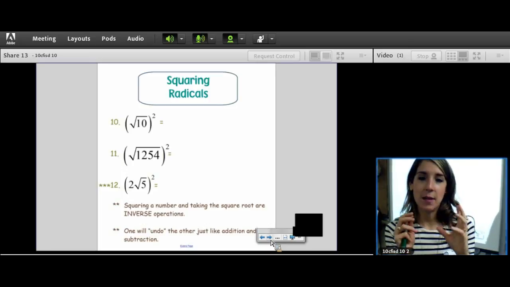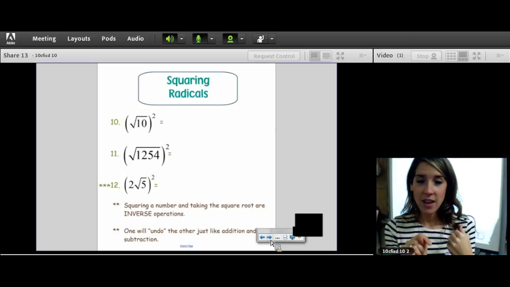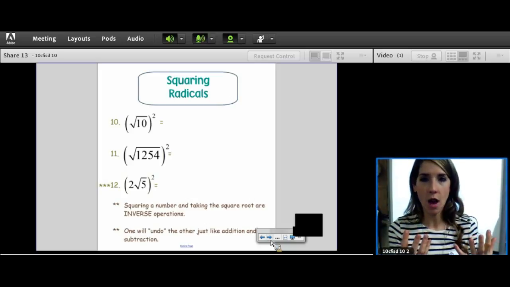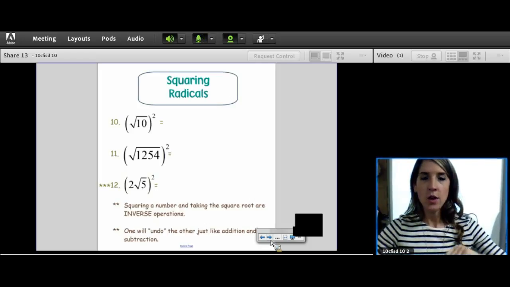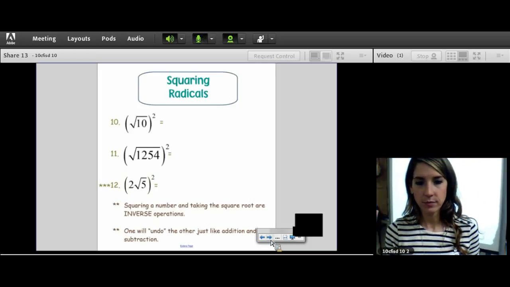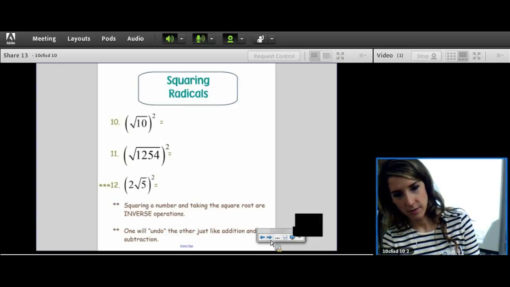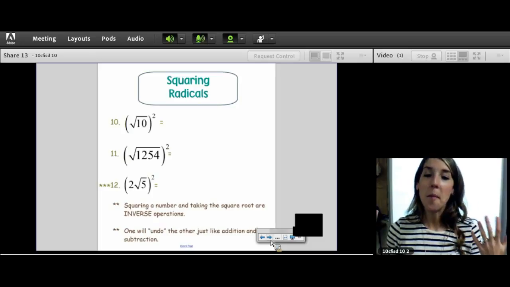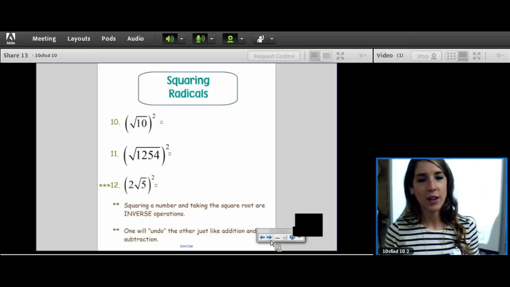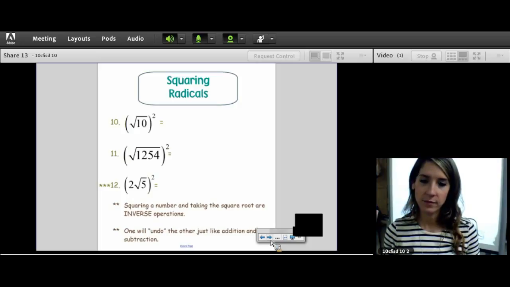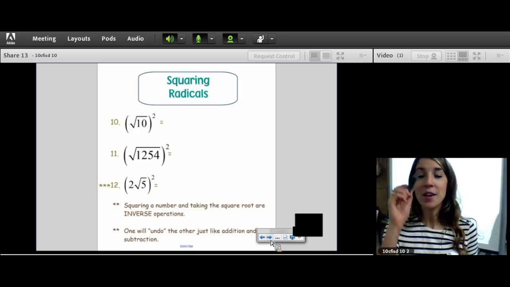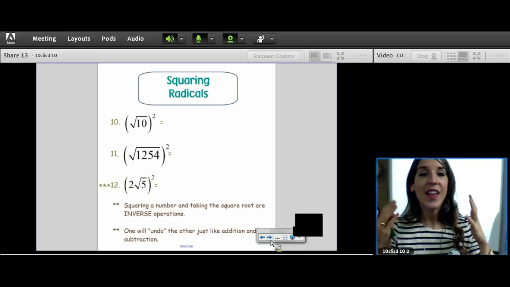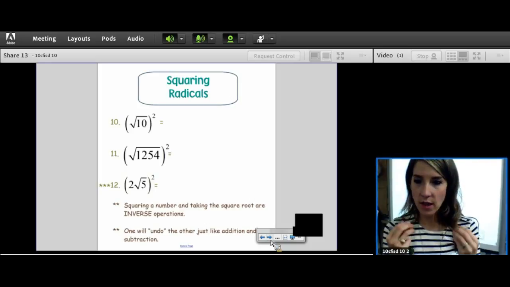Okay, in arithmetic, inverse means you are canceling out an operation. You're undoing the operation. They're opposites of each other. So what's the inverse of addition? Subtraction, right? What's the inverse of division? Multiplication. Okay, so what's the inverse of squaring something? Square rooting it. So squaring and square rooting are inverse operations, meaning they undo each other. They cancel each other out.